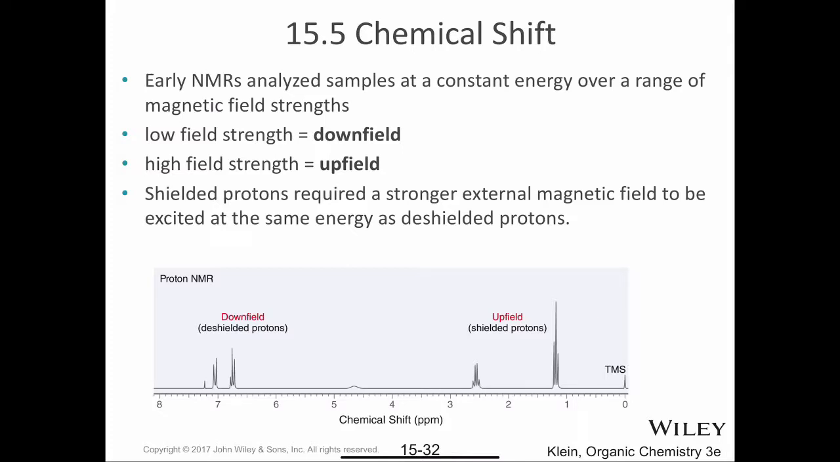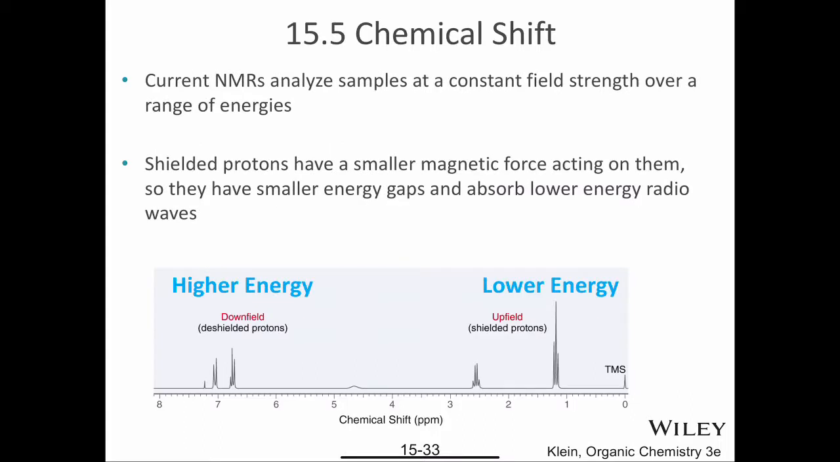Despite the advent of the modern Fourier transform spectrometer, the old terms downfield and upfield are still commonly used to describe the position of a signal in an NMR spectrum. So I will refer to upfield and downfield throughout these videos.